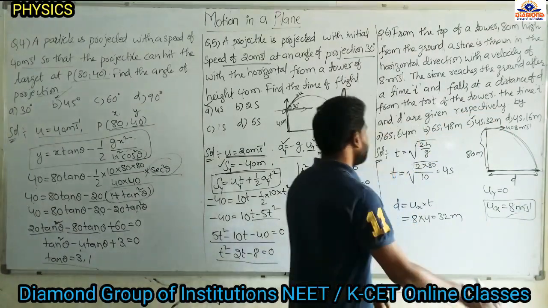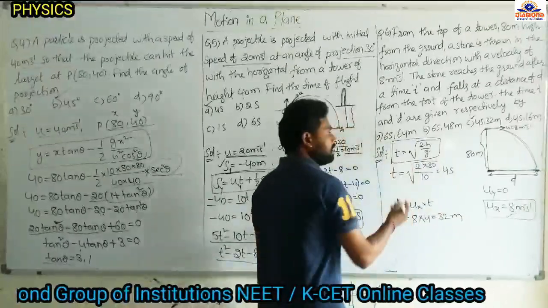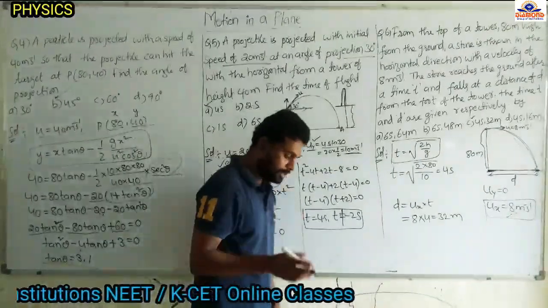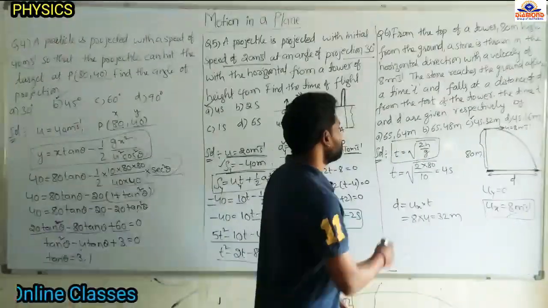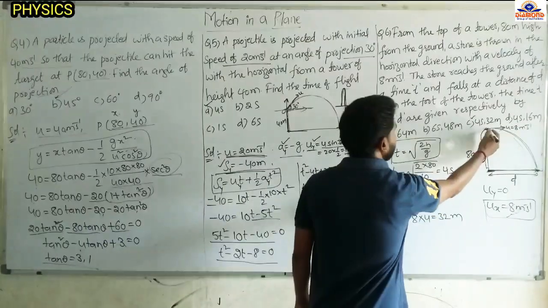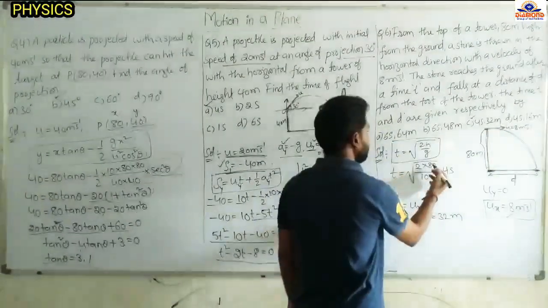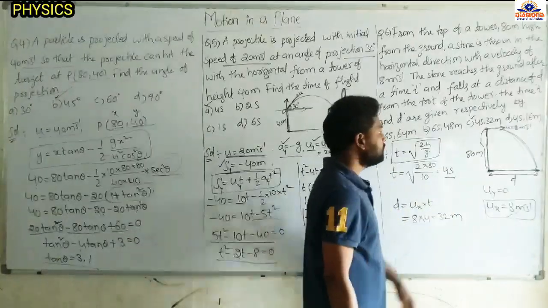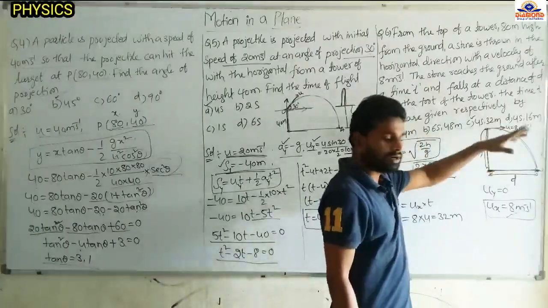Then the time period formula, t equal to root 2h by g, we already know. Instead of doing it in a complicated way, we can do it easily. So t equal to root of 2 times, with how much height it is falling? 80 meters. So h is 80, g is 10, we will get 4 seconds. That means this body is taking 4 seconds to fall on the ground.